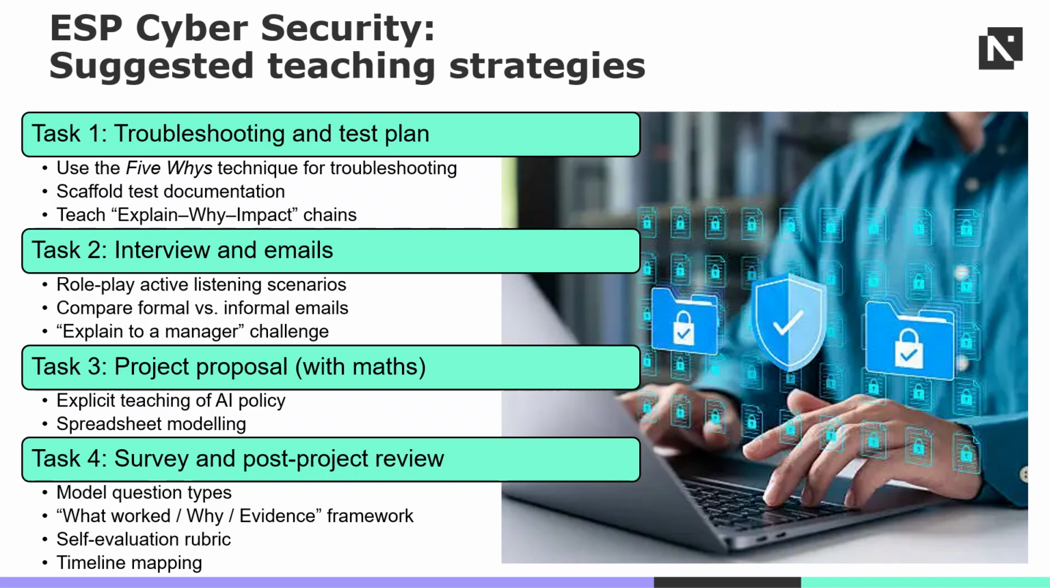You could use a self-evaluation rubric, such as a reflection checklist, to focus on improvement and reasoning rather than description. And practice timeline mapping, so learners map how task 3 leads into task 4, for example, ensuring continuity of proposal and evaluation.